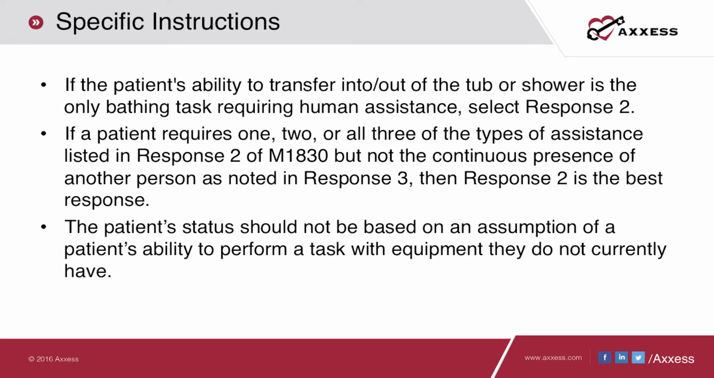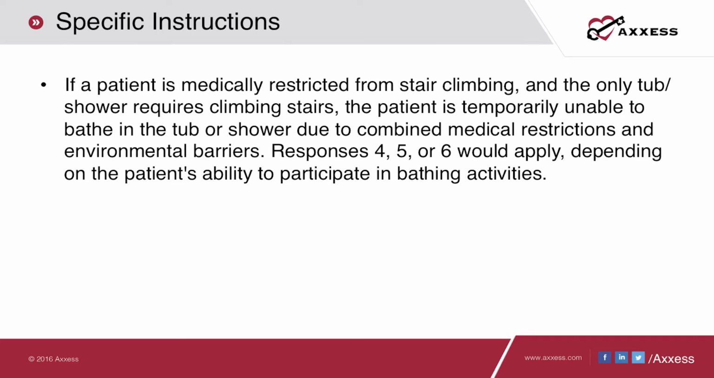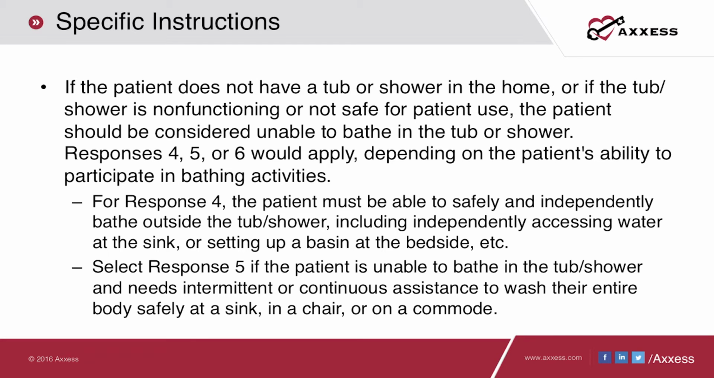Response 2 can include any form or combination of A, if supervision is intermittent supervision or encouragement; B, supervision to get in and out of the tub and shower; and/or C, supervision to wash difficult-to-reach areas. If the patient has a medical restriction from stair climbing and the tub or shower is located upstairs, then the patient is temporarily unable to bathe due to medical restrictions. If the tub or shower is non-functional, the patient should be considered unable to bathe in a tub or shower.